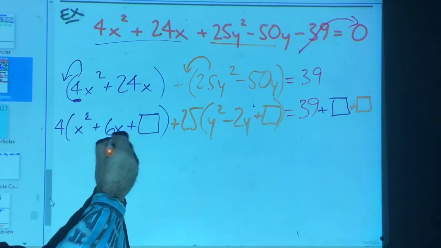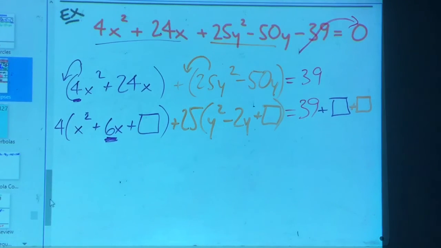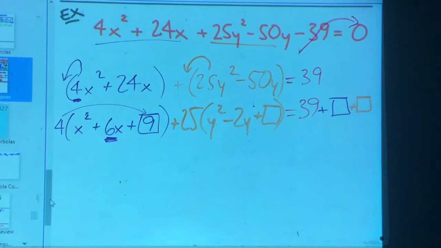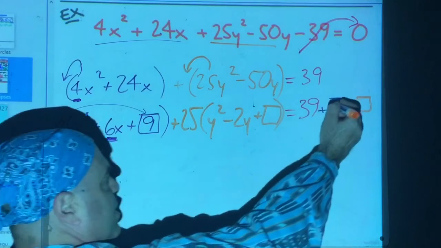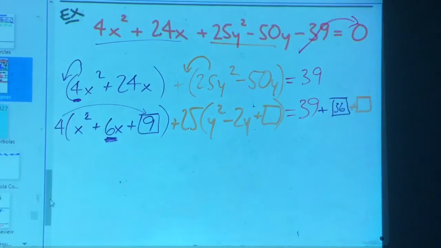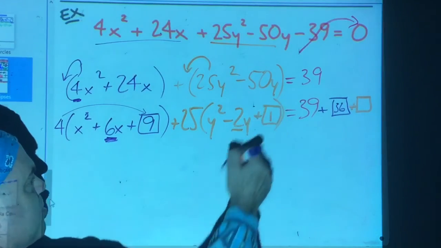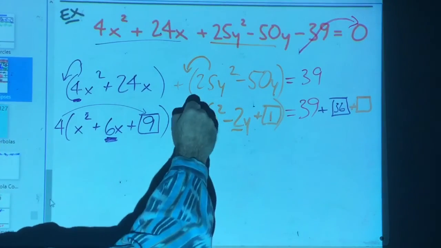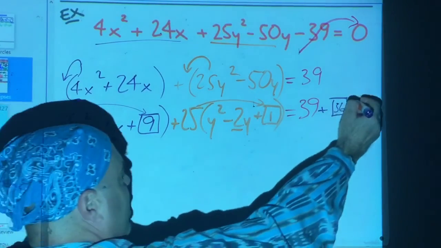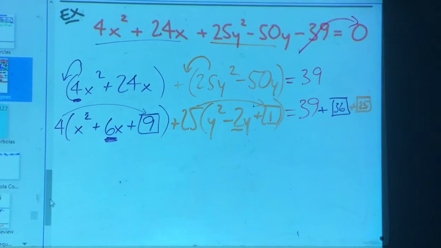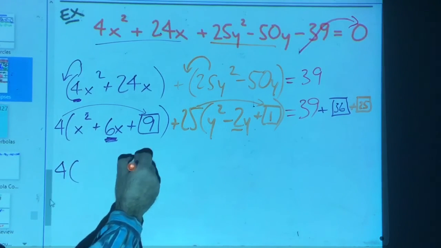We're going to take half of b, which is 3, and square it. 9. But it's not really 9, it's really 36. So that's what will go in this box. For the orange, half of 2 is 1, 1 squared is 1, but wait, it's not really 1, it's really 25. Okay, now you have completed the squares.